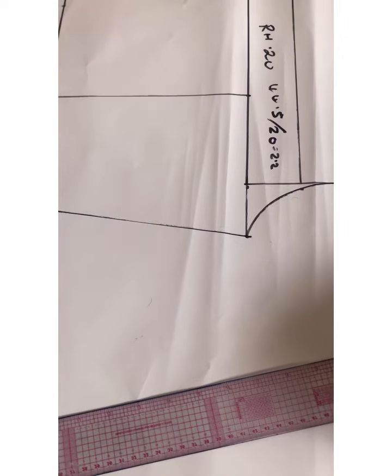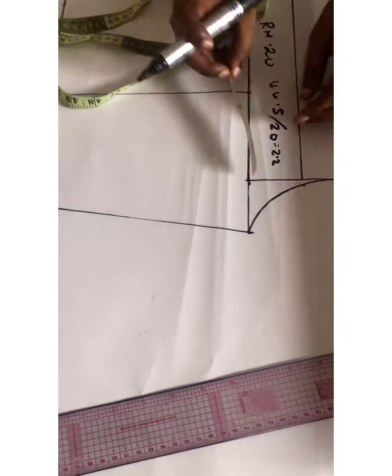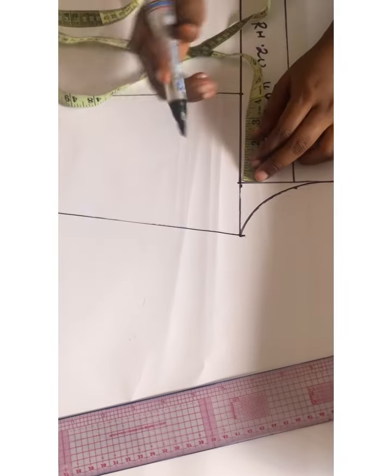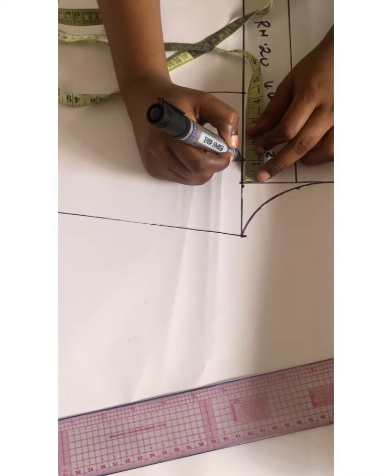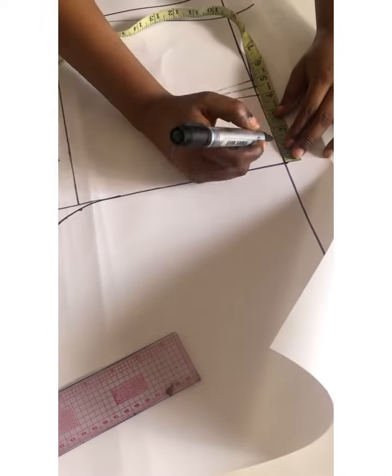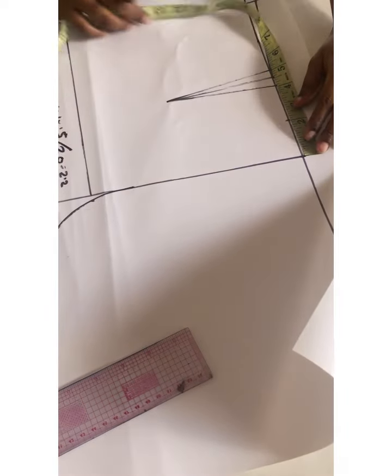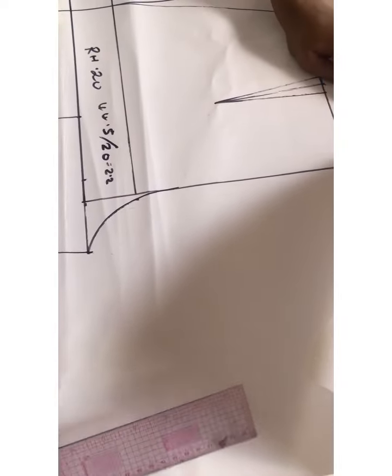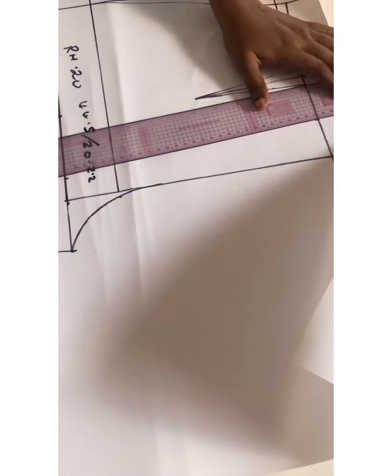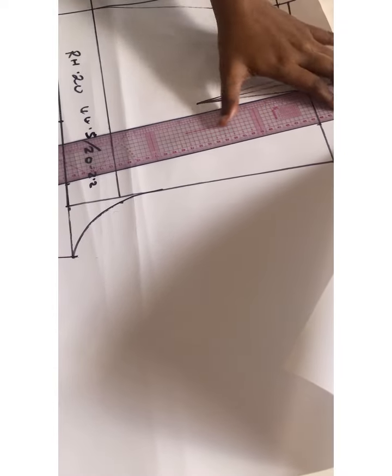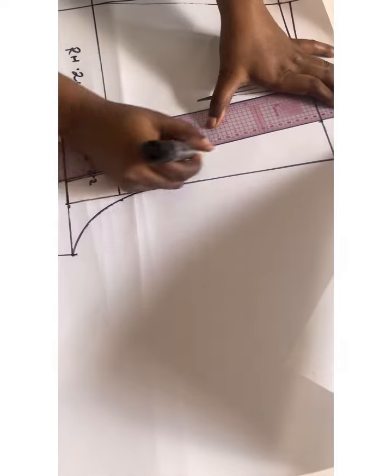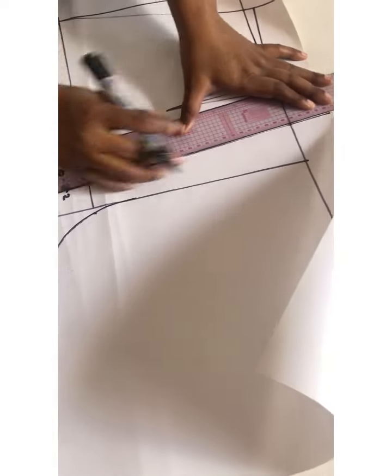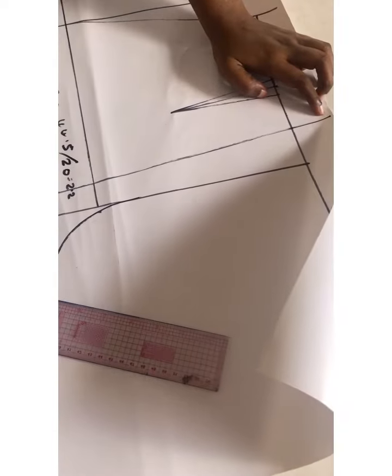Now to get the back of your shorts, you're coming in by 1 inch here, and here at the waist I'm coming in by 2 inches. And I'm going to connect the line all the way till the edge of our paper. And from here, I'll be raising it up by 1.5.